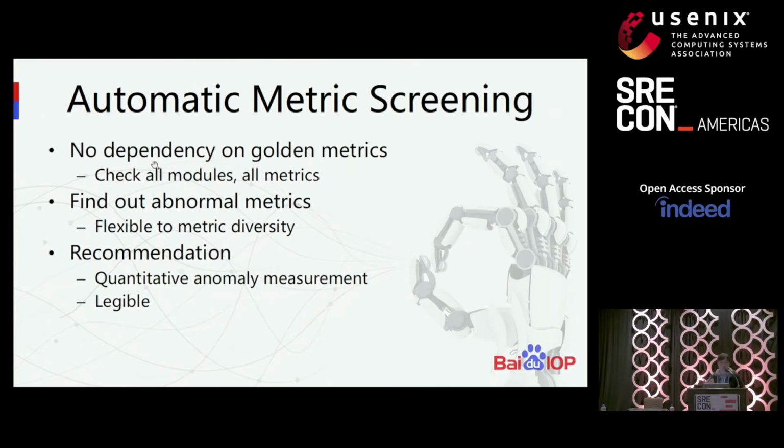First, we want this tool to remove the hard dependency on the golden metrics. This means that the algorithm must be able to check all modules and all metrics automatically. Second, all these metrics are very different in their nature, so we also want the algorithm to be flexible enough to fit every different metric. And third, we want to recommend the most probable module to users. This means that the measurement must be quantitative, and the result must be easy for engineers to read and understand what is going on.